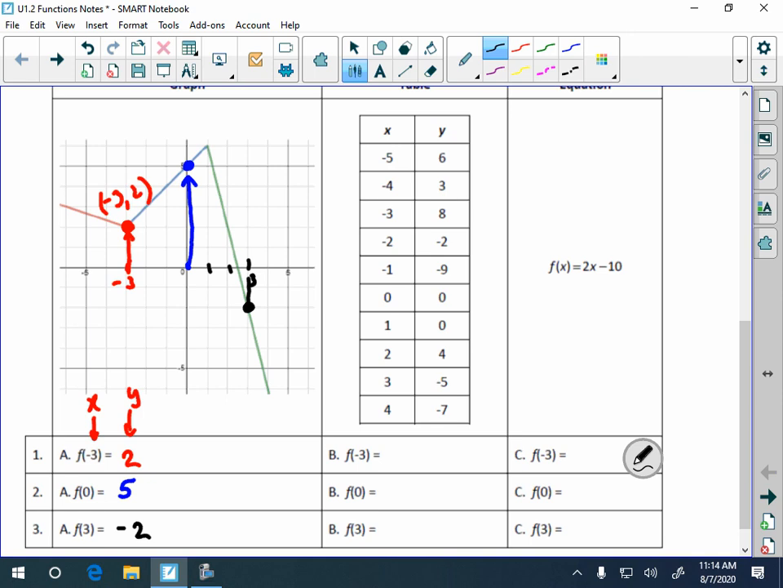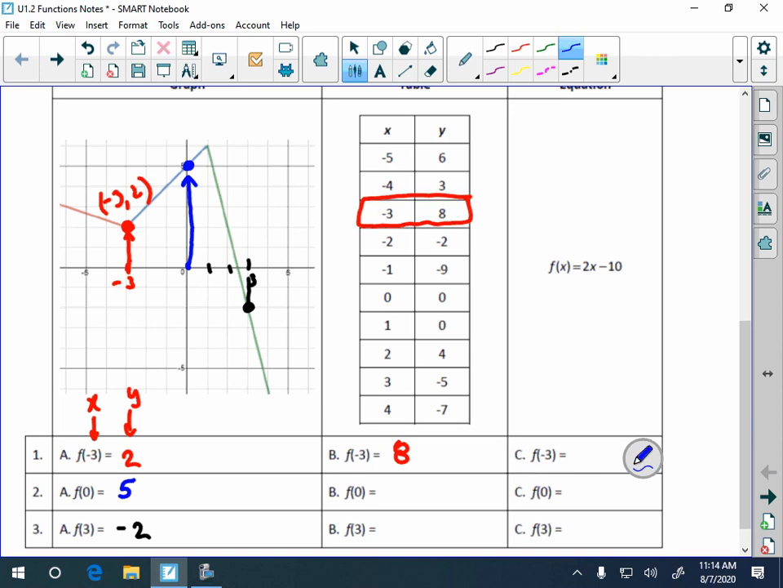All right, so now to do an xy table, it's actually pretty easy, because again, remember, negative 3 is the x, and you're trying to find the y that corresponds to it. So when x is negative 3, here it is right here, when x is negative 3, y is positive 8.